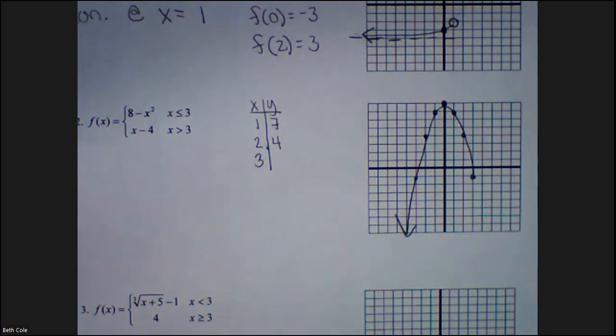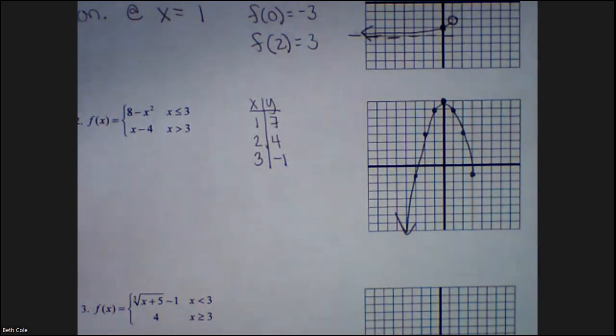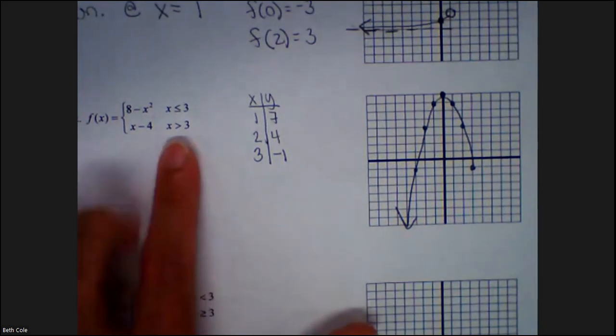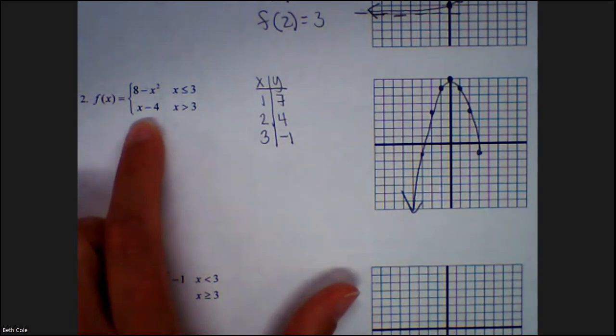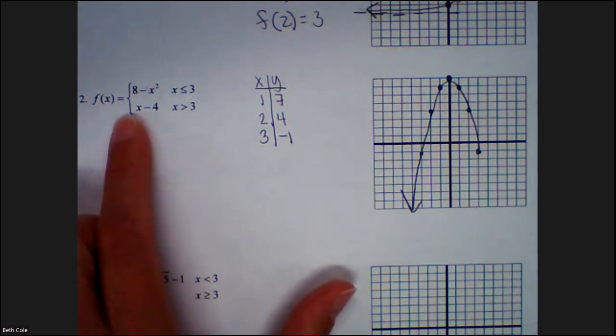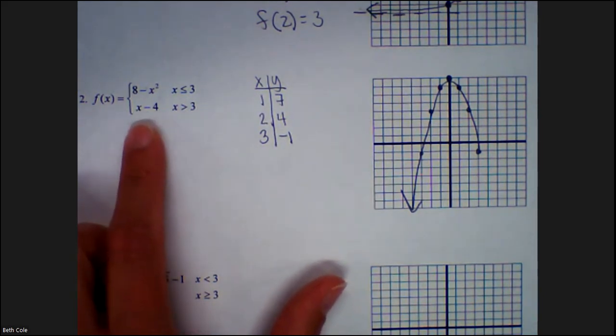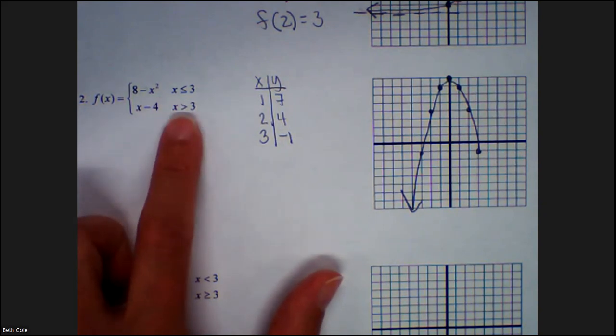And again, some people like to draw the whole graph and then just erase the part they don't want. That's totally valid as well. Oh, I forgot to write in a -1. All right, and then this one, what kind of graph is that? I almost said the answer. It's linear, but we only want to graph it from 3 onwards.